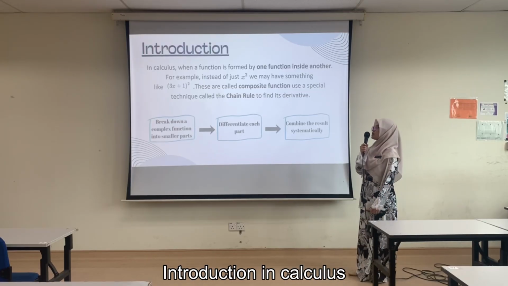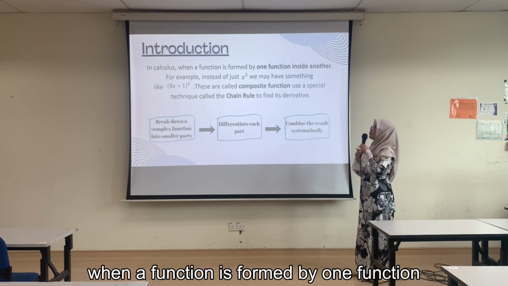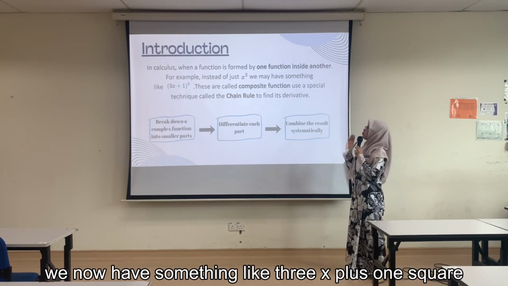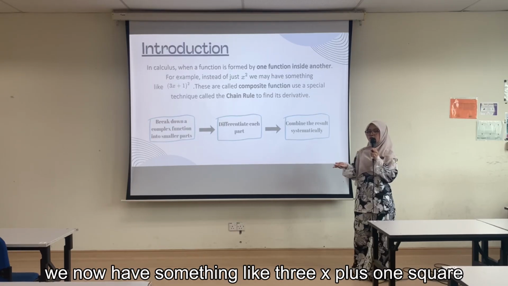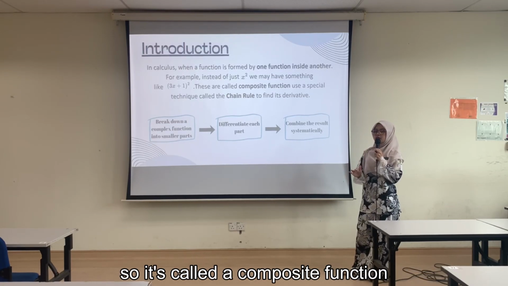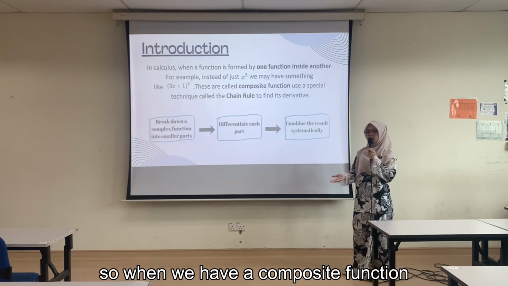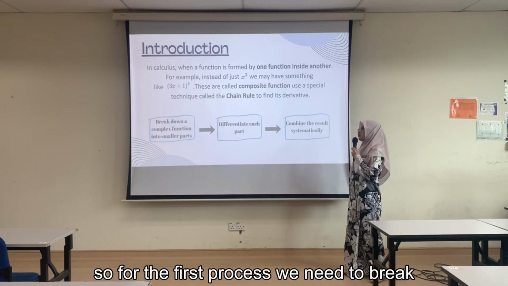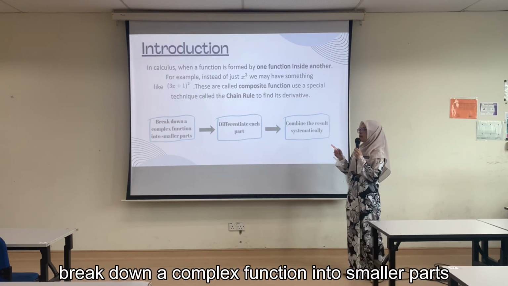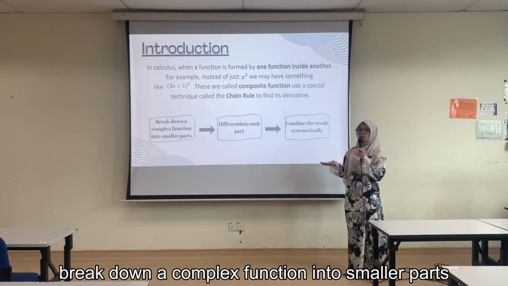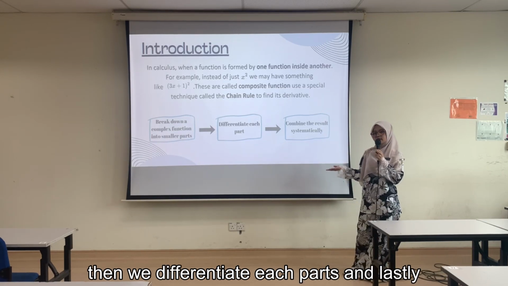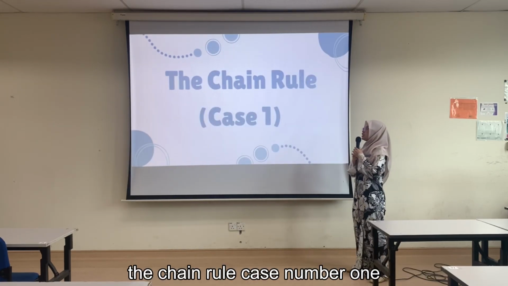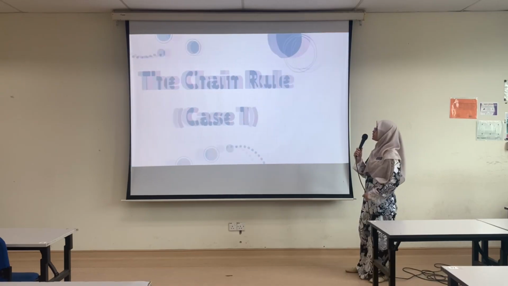Introduction. In calculus, when a function is formed by one function inside another, for example, x squared, we may have something like (3x + 1) squared. So it's called a composite function. When we have a composite function, we can use a special technique called the chain rule. For the first process, we need to break down a complex function into smaller parts. Then we differentiate each part, and lastly we combine the result systematically. The chain rule is number 1.